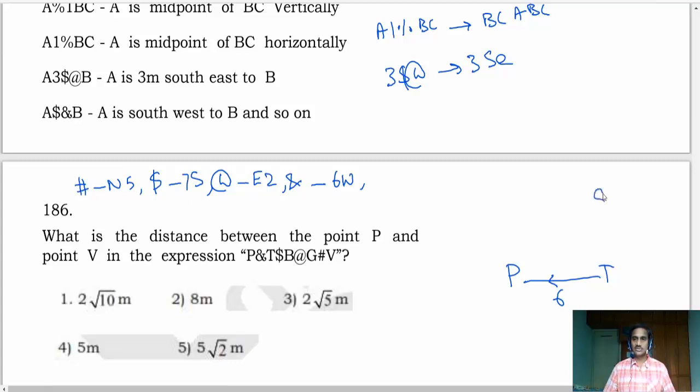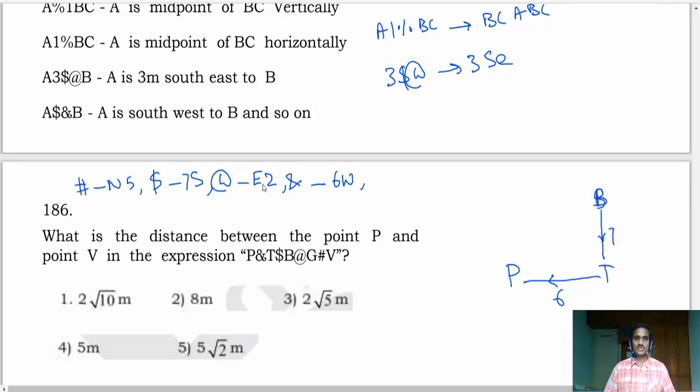T is 7 meters to the south of S and S nunchi this is 7 meters. T is 7 meters to the south of S. South of what? South of B. S called south of B. T is 7 meters to the south of B. And next one. B at the rate of.